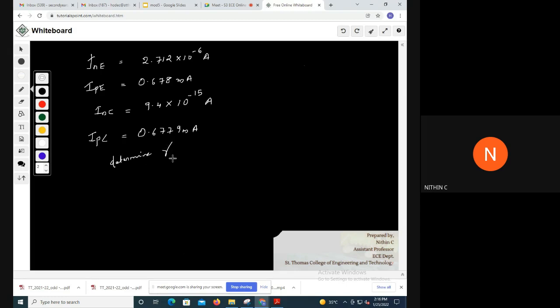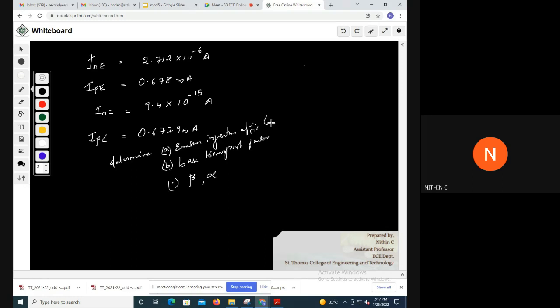first one is gamma. Or you can mention the names. First one, emitter injection efficiency. Then we need to find base transport factor. In the C part, you need to determine beta value and alpha value.